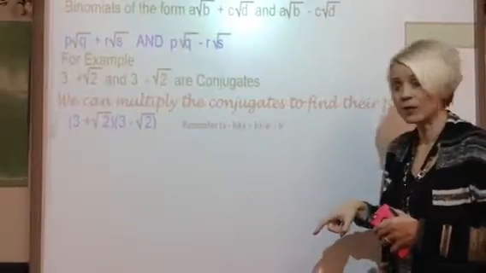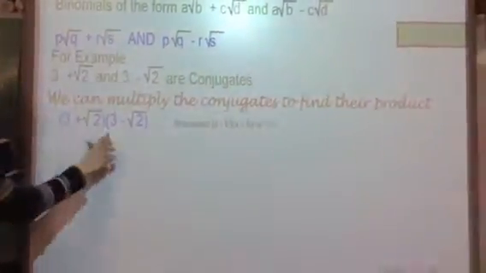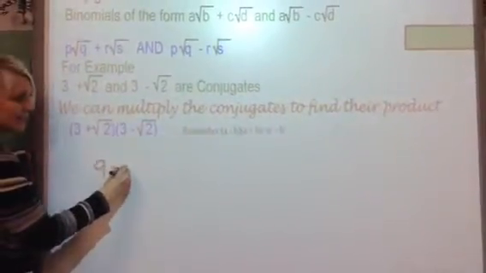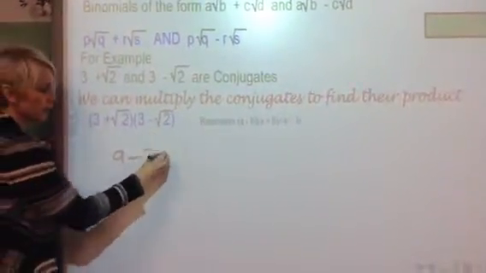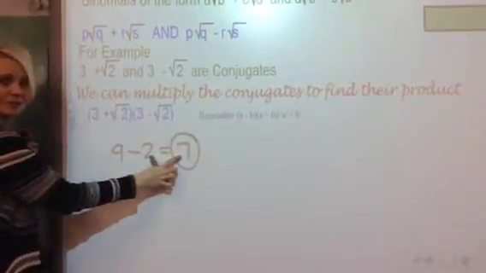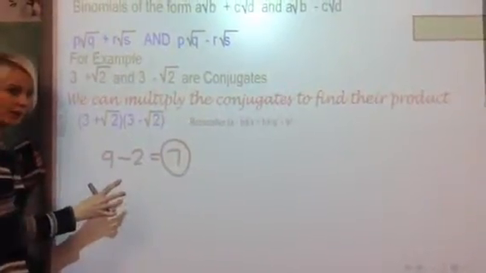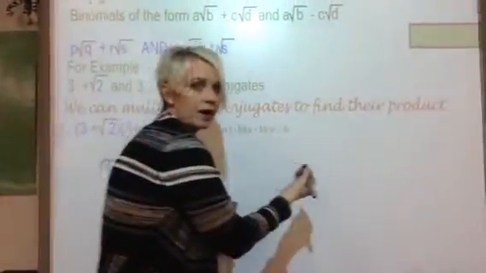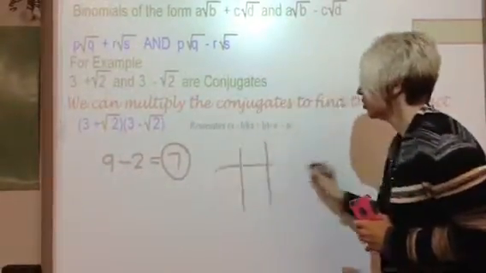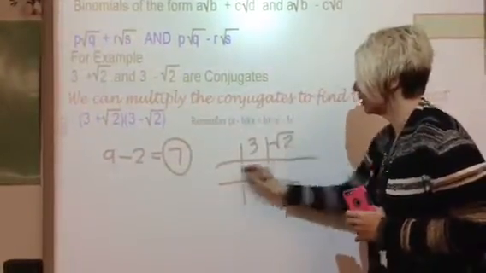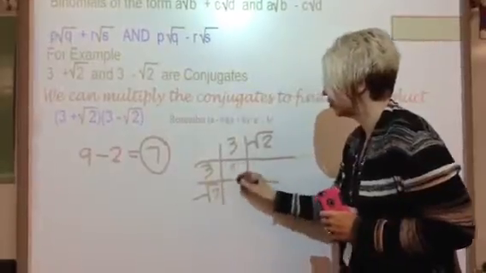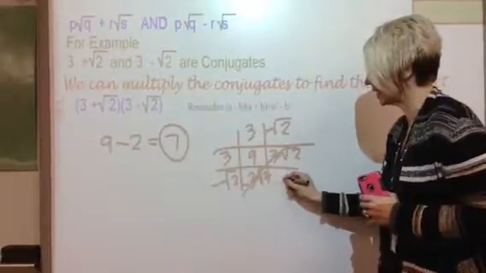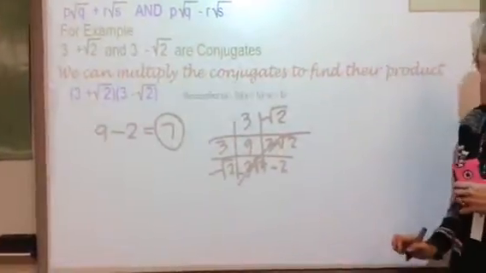And what happens then when we multiply them is it's a difference of squares. So it would be first term squared, which is 9, minus last term squared, which would be 2. And what works out great is it simplifies into a whole number. That would be 7. So in this case, if you wanted to use boxes to check it, you could have 3 plus radical 2 and 3 minus radical 2, and you can multiply all those boxes to check it, and what you'd notice is those diagonals would cancel out. And that's how you get 9 minus 2, which is 7.